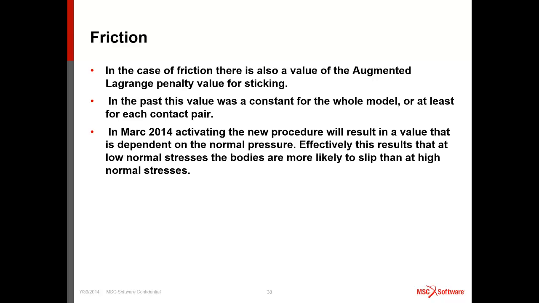With friction, we also have penalty factors in augmentation procedures, and that penalty was constant throughout the whole model. And of course, we're doing nonlinear analysis, so anything that's constant is probably not the optimal solution. So we've modified that in the 2014 release. So we look at the normal stress in contact, and then we change the penalty, the augmentation penalty, to be more effective. What that means physically is that at lower stresses, you'll see effectively more slip occurring, and at higher stresses, we'll have a higher augmentation penalty, and you'll see less slip occurring.